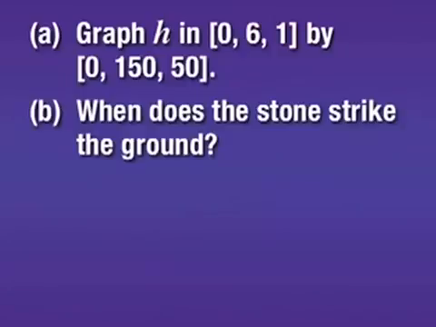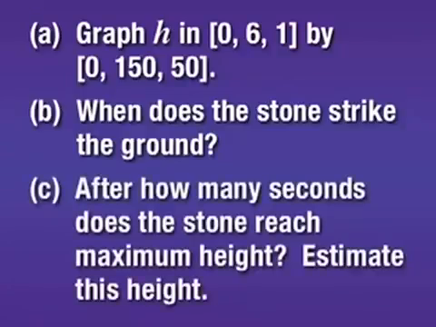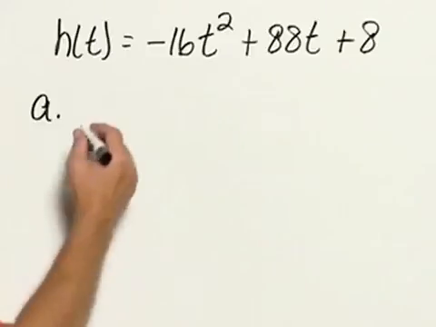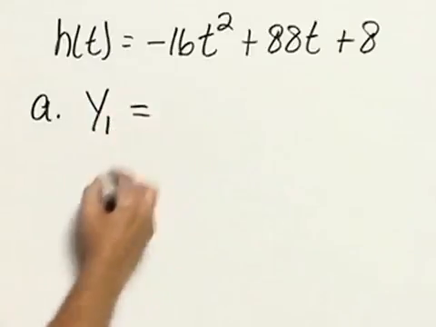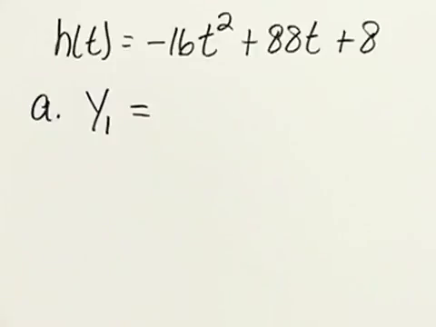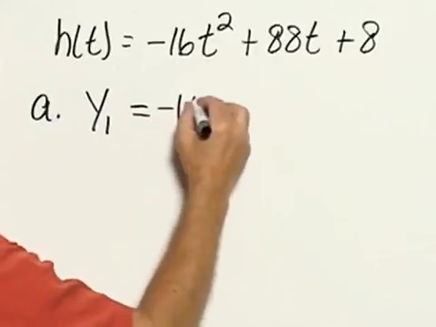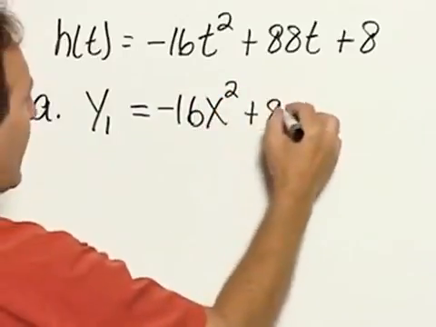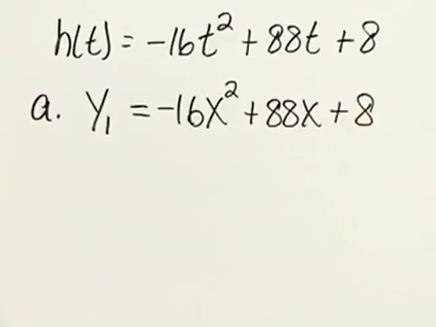B. When does the stone strike the ground? C. After how many seconds does the stone reach maximum height? Estimate this height. So we have our formula h of t equals negative 16t squared plus 88t plus 8. To do it on the graphing calculator, we would go to the equation editor and enter in y sub 1 negative 16x squared, in place of t, plus 88x plus 8.